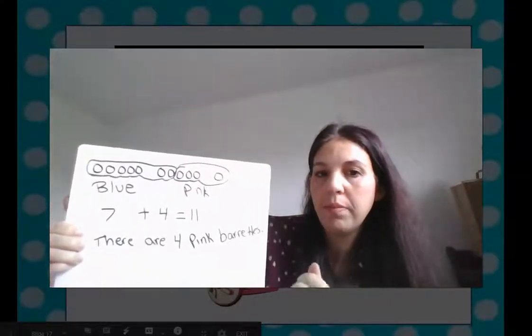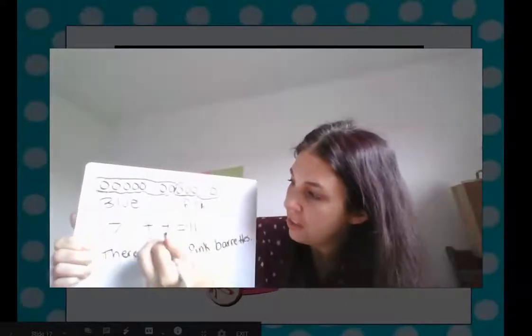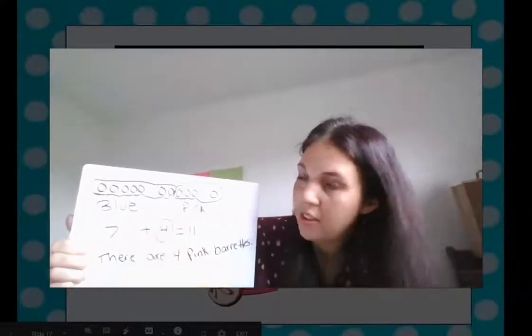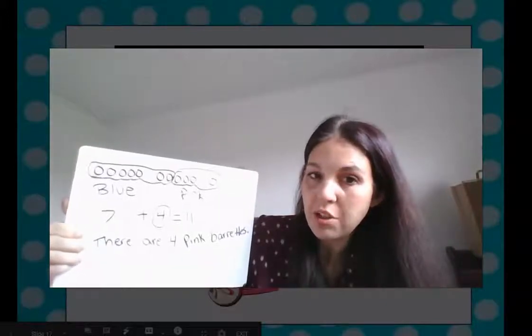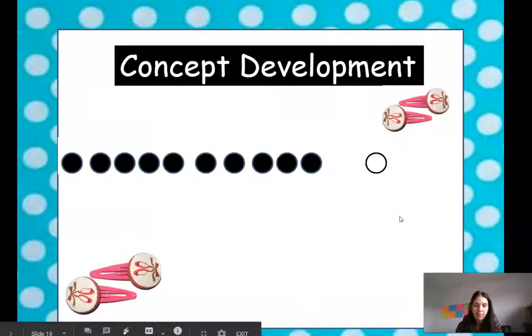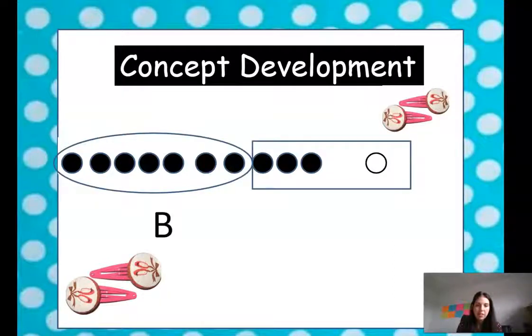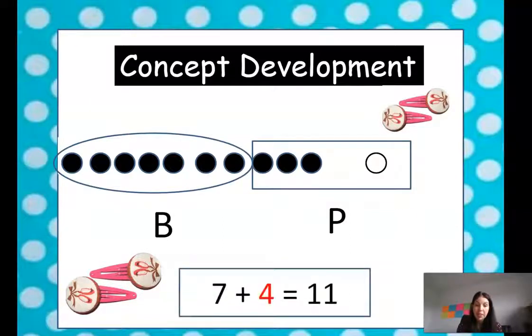Right? Is this what yours looks like? Got your addition sentence and 4. I would circle my answer. I always like to do that. Okay. We'll look at our PowerPoint, and I think this was our last one for today. 11, circle 7, circle the rest. 7 are blue, the rest are pink. 7 plus 4 equals 11.